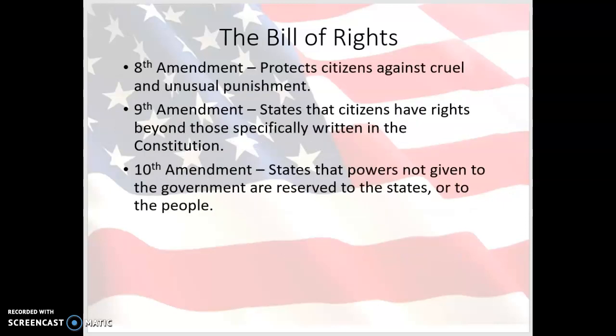The Eighth Amendment protects citizens against cruel and unusual punishment. The Ninth Amendment basically says that anything that's not really guaranteed in the Constitution, you still have a right to. Like, obviously you have the right to breathe air. It's a silly one, but that's the best thing I can think of. And the 10th Amendment states that any powers that are not given to the national government are reserved to the states to create. So the states have their chances to make their own laws as well.